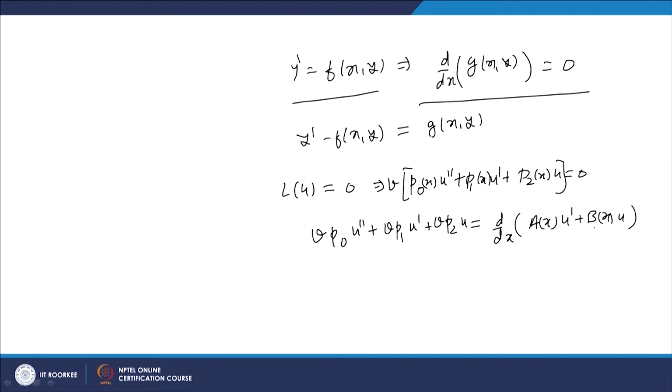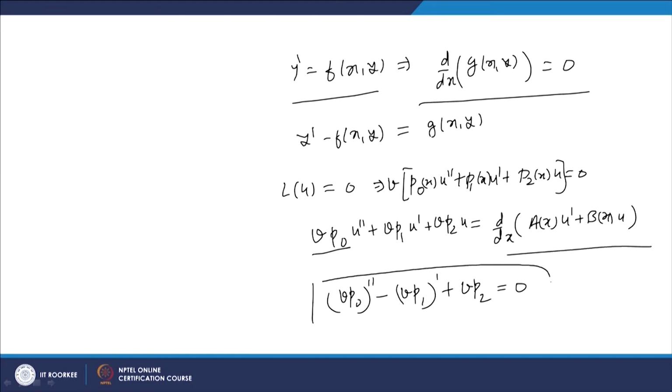Now we already know that this is exact. If we have this relation, we simply say that the coefficient of u double dash, that is v p naught, double dash, minus the coefficient of u dash, that is v p1, dash, plus the coefficient of u, that is v p2, equal to 0. So by the exactness condition we know that this happens only if we have this relation, that is v p naught double dash minus v p1 dash plus v p2 equal to 0.